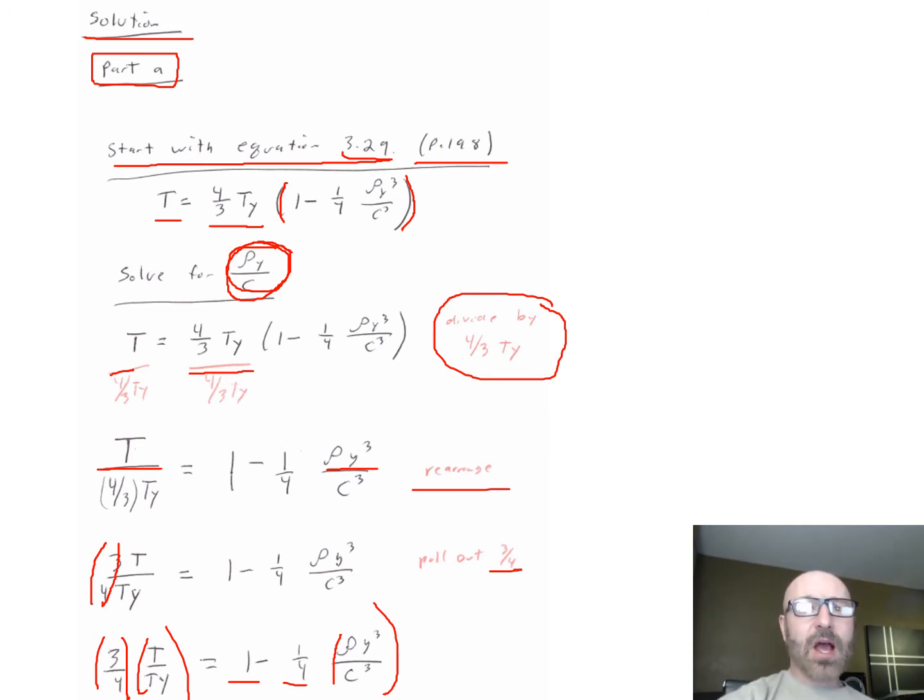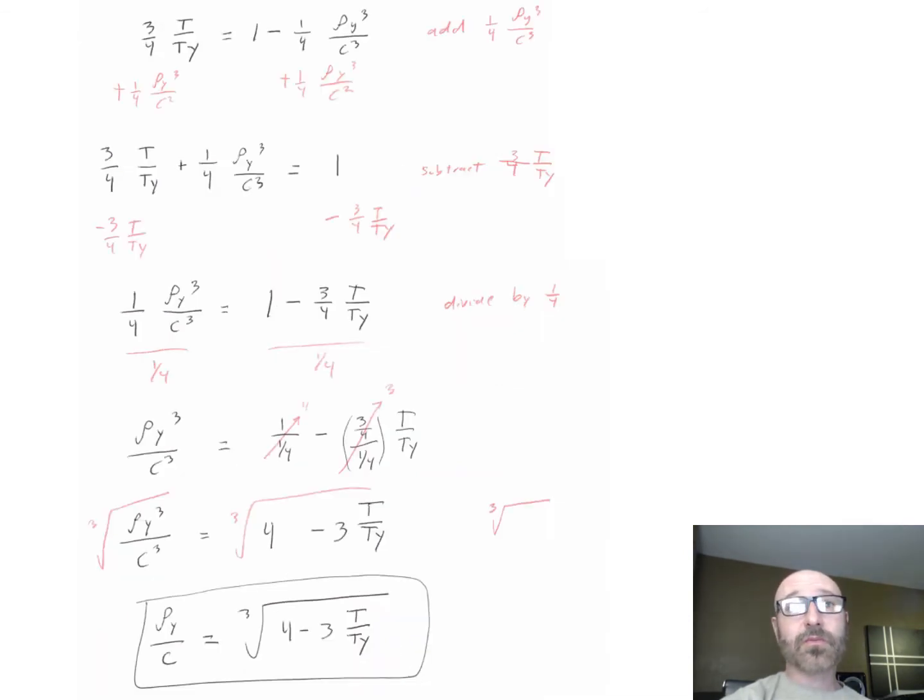And then I want to think about, okay, now that I've got that there and I want to get this part right here on its own, what's the next thing that I want to do? The next thing that I want to do is add 1/4 of rho y to the third over c to the third right there to both sides. Now, I don't have to do it that way. There's other ways that I could have done this. I could have moved this 1 over here and subtracted it, but then I would have been left with a negative here, and I just didn't want to deal with the issues of dropping a negative and sign convention, all that. So I decided to move this all over to the other side, eliminate the negative by adding this over here. So then what I end up with when I add that over there, the only thing left on this side is a 1. So I have 3/4 times my T over T sub y plus 1/4 of this rho sub y to the third over c to the third right there is equal to 1.